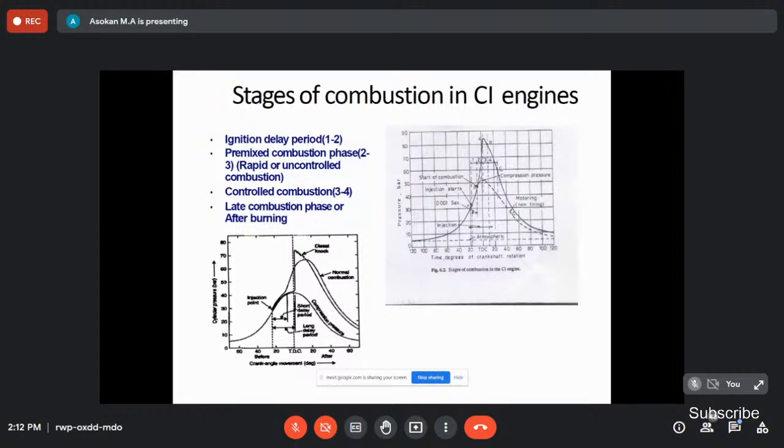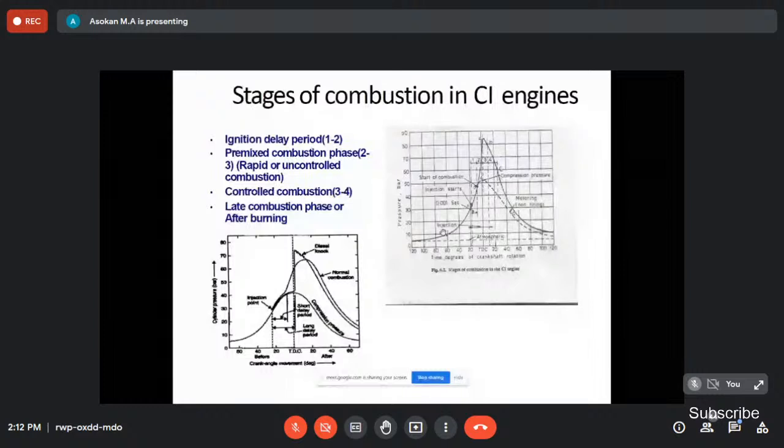Then the remaining part of the fuel is burned. Slowly the heat liberation increases. It's the controlled combustion. And there is only a small amount of fuel available, so the amount of heat liberated also decreases. Then the curve comes like this. Okay, this is the stages of combustion.